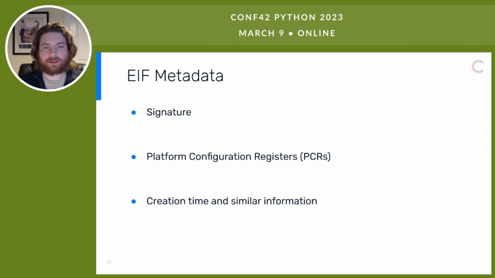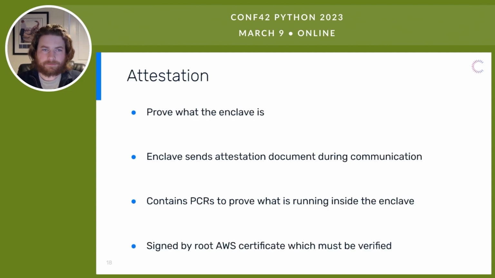EIFs contain metadata that help tell a user where the EIF came from. EIFs can be signed by a private key to prove the identity of the entity creating the EIF. A hash of the signing certificate is also stored in a platform configuration register, or PCR. The PCRs contain hashes of important information about the EIF. These help enable the attestation process so the user knows exactly what is running when communicating with the enclave.